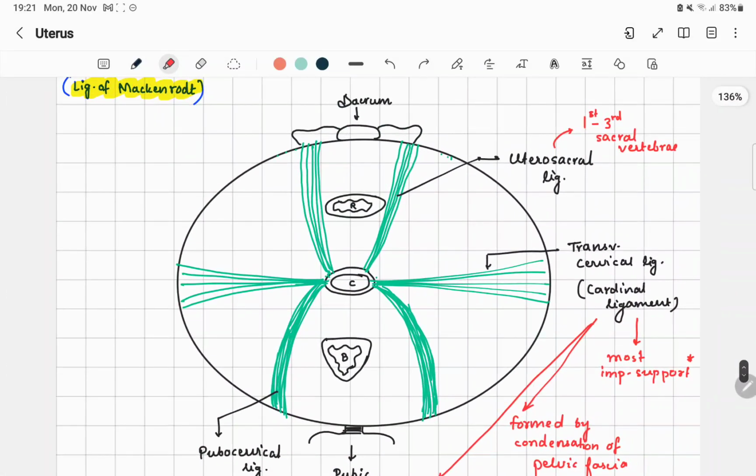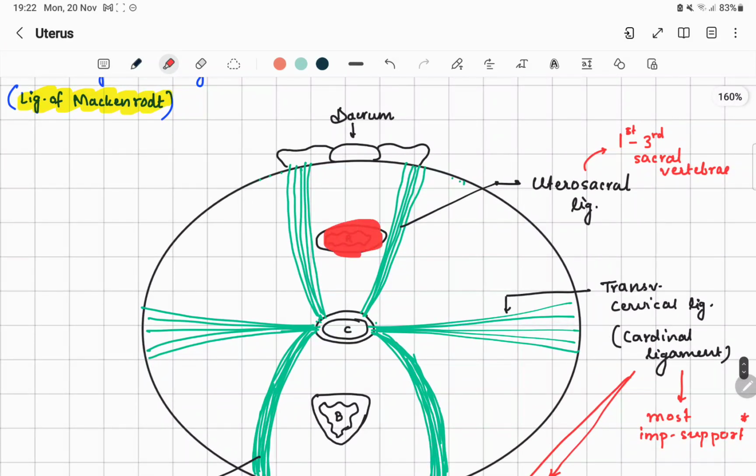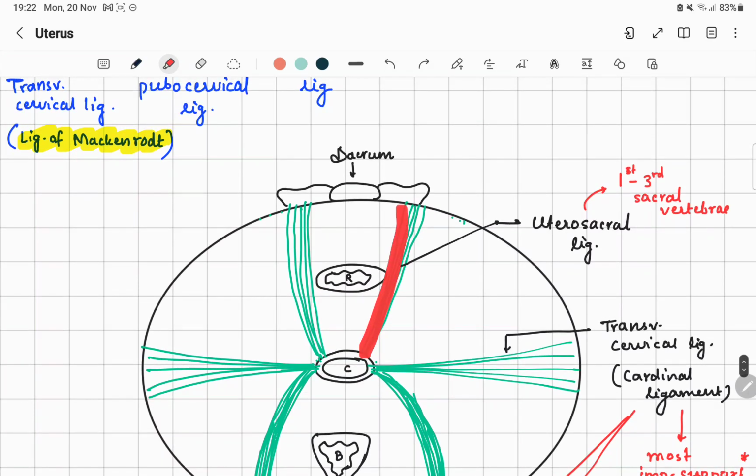So if this is the sacrum, this part is a transverse section. You have the rectum here, the cervix here, and the body of the urinary bladder here. And from this, the uterosacral ligament connects to the first to third sacral vertebrae. This is the uterosacral ligament.